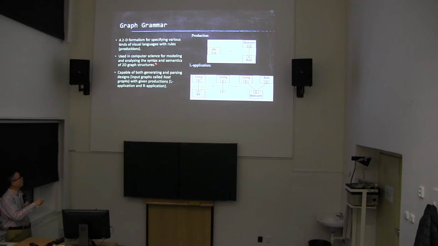And what do we call visual languages? Basically, when you're programming, say in Java, or nowadays in Python, this is all text, right?